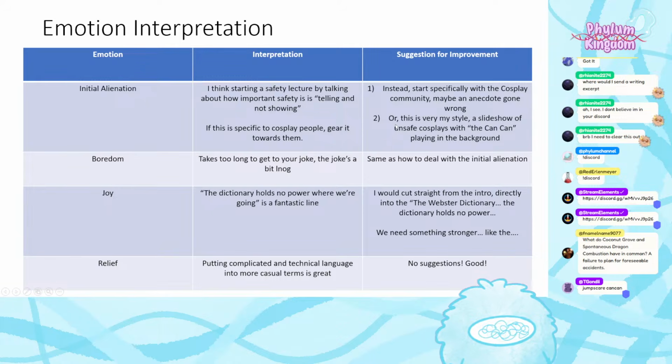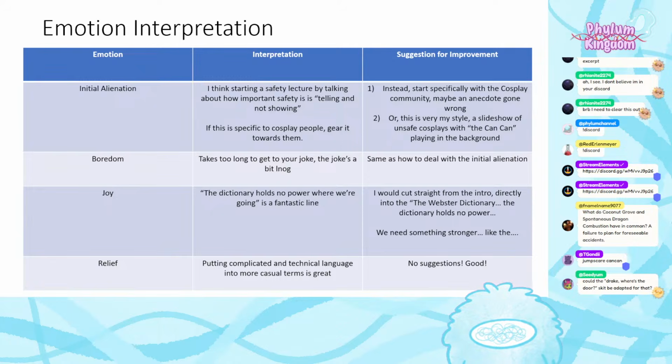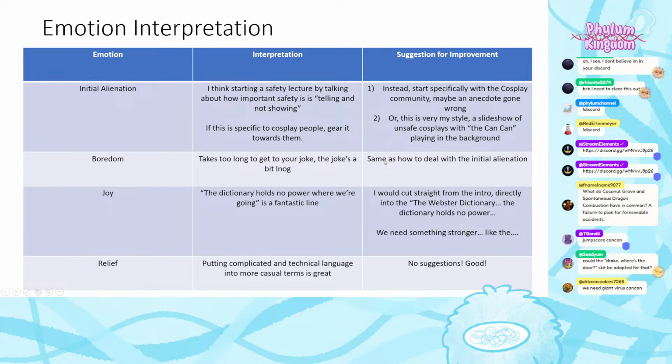Okay, so then the next feeling I got was boredom. It took a little long, I think, for you to get to your joke about the dictionary. The joke lasts for a bit too long, in my opinion. Again, this is my voice. This is how I would write. And I would just remove a lot of the fluff to get to your joke faster, because your joke is very funny.